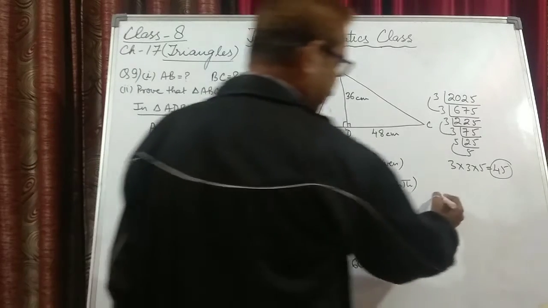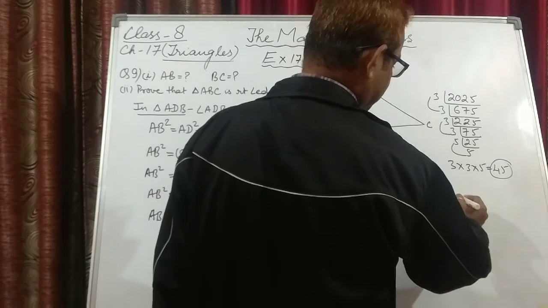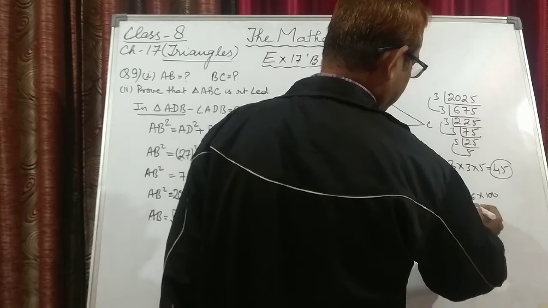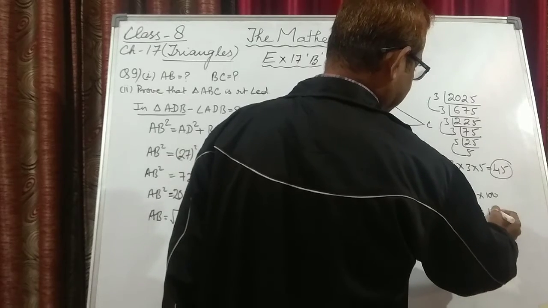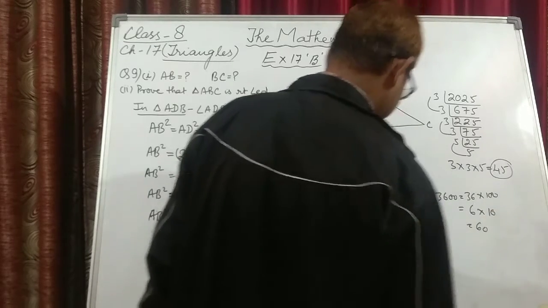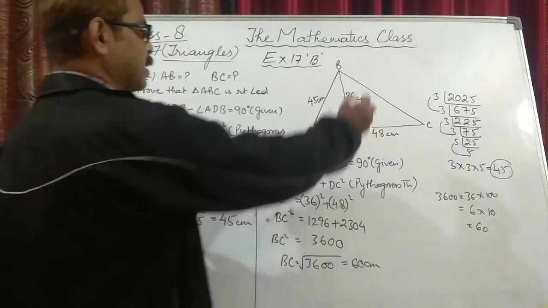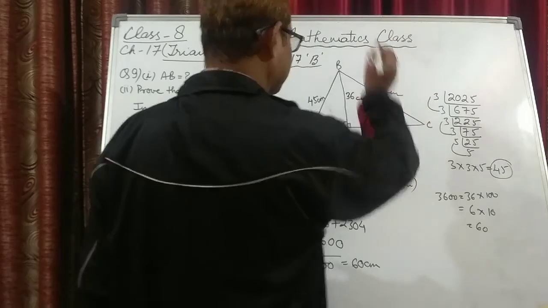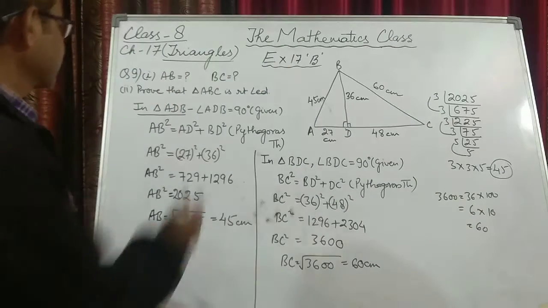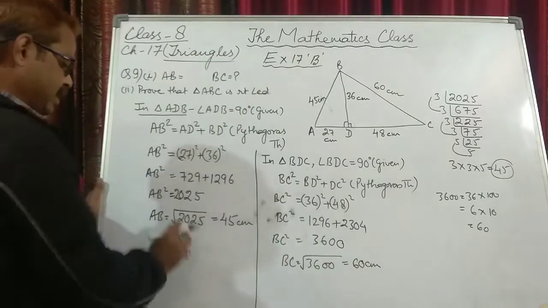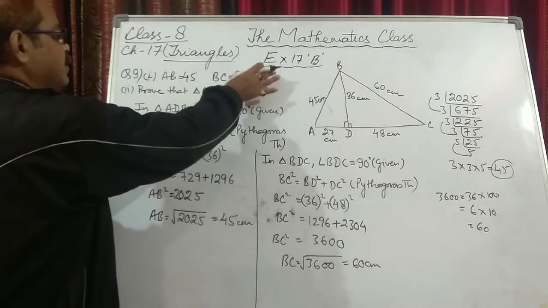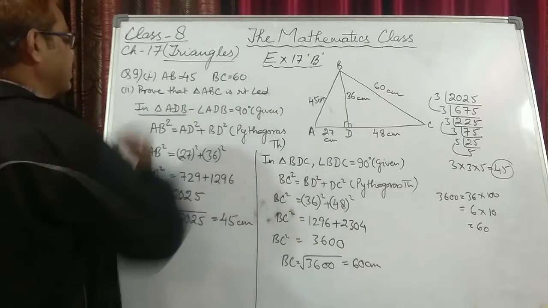Why? 3600, very simple. 3600 can be written as 36 into 100. Square root of 36 is 6, square root of 100 is 10. So 10 6s are 60. So it is 60 centimeters. Now the first part is done. AB we calculated as 45 centimeters and BC we calculated as 60 centimeters.